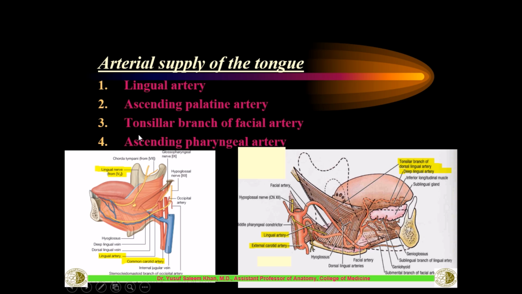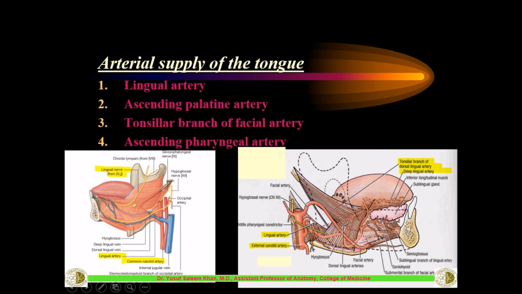Then coming to the arterial supply of the tongue. This tongue is highly vascular. It is supplied by four important arteries. One is the lingual artery. If you can see here in this picture, this is the external carotid artery, and this is a branch of the external carotid. There are 8 branches of the external carotid, and this is one of the branches. This is called the lingual artery, which is very tortuous and goes all the way to supply the tongue. The second artery is the ascending pharyngeal artery, that also supplies the tongue. Then we have the tonsillar branch of the facial artery.